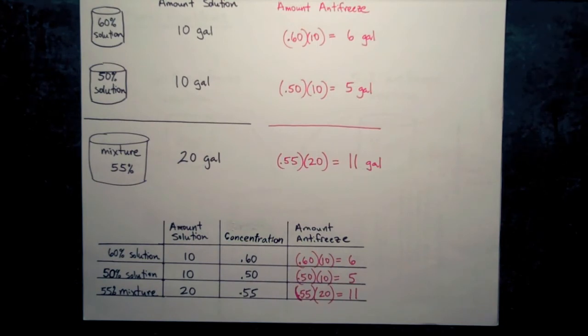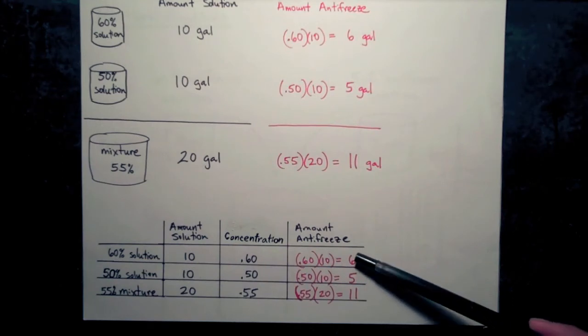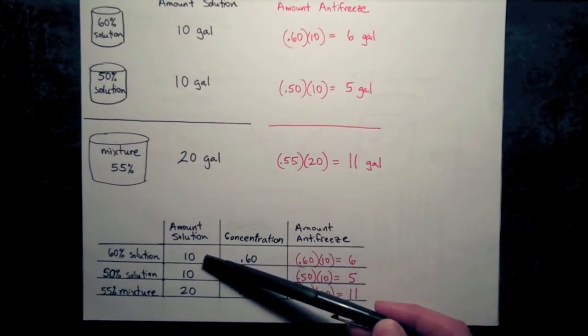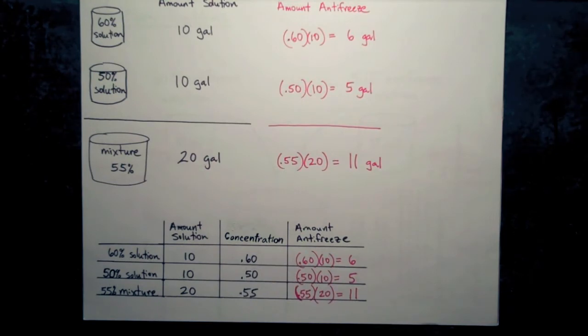We can put that in a table, similar to the table we had for the interest problems. I have one row for each solution and a third row for the mixture. The first column is the amounts of each of the solutions and the mixture. The second column is the concentration, or the percentage of antifreeze. And the third column is the amount of antifreeze, which is the percent times the amount of solution. Let's see what this looks like now if we put some variables in.